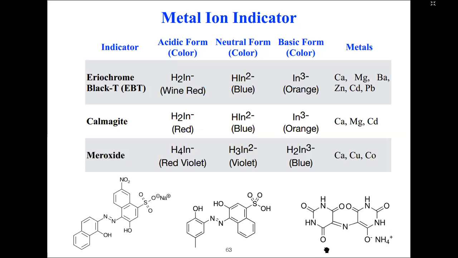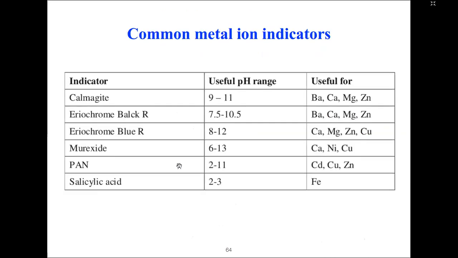Okay. And the color and charge given here are for the acidic, neutral, and basic forms. So this is the table. Some of the other indicators are combined, the same indicator from the previous slides also, but with some extra indicator. This is the pH range where they work. So whenever you are using calmagite, you should have a basic pH, 9 to 11. And these are the ions for which you can use this indicator when you are doing the titration.